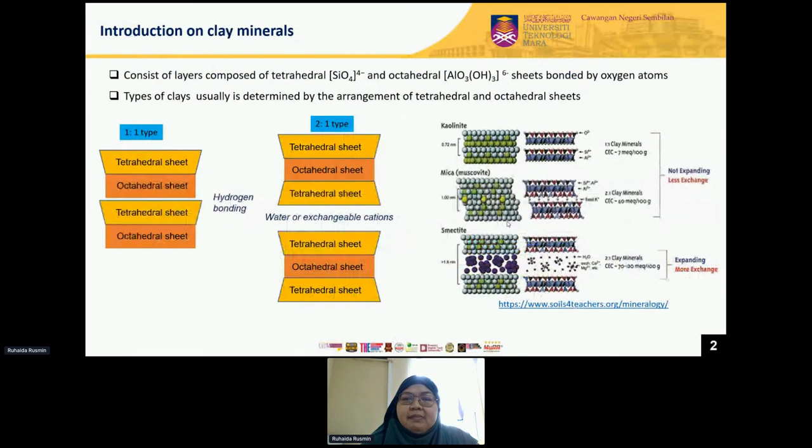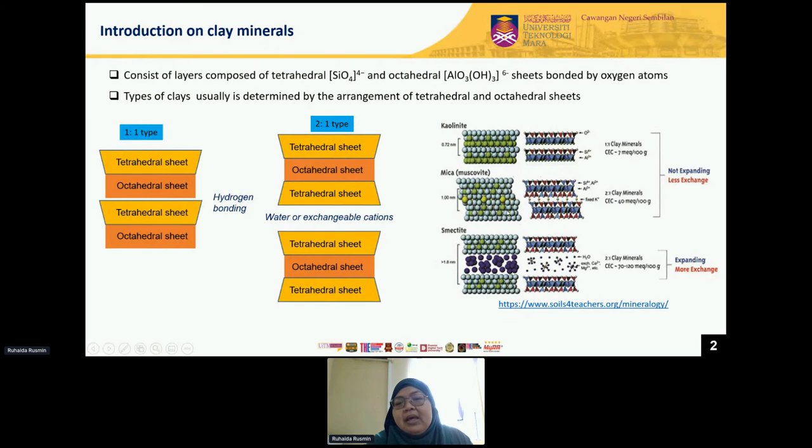Perhaps for some of the participants, the terminology clay minerals may be quite new, so I would like to give a brief explanation. Clay minerals are natural aluminosilicates whose structure contains octahedral alumina and tetrahedral silicates bonded with oxygen atoms in a specific arrangement. This arrangement leads to two major types of clays: the one-to-one type, which consists of one tetrahedral sheet combined with an octahedral sheet, and the two-to-one type, in which the octahedral sheet is sandwiched between tetrahedral sheets.